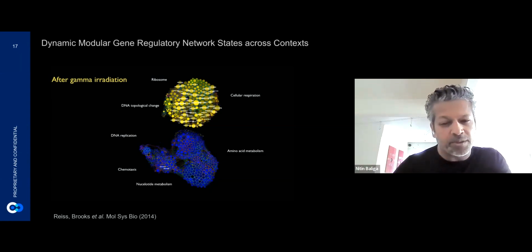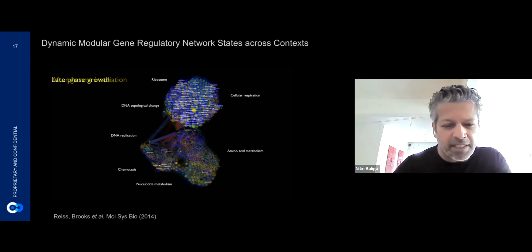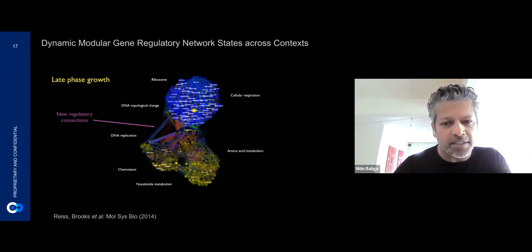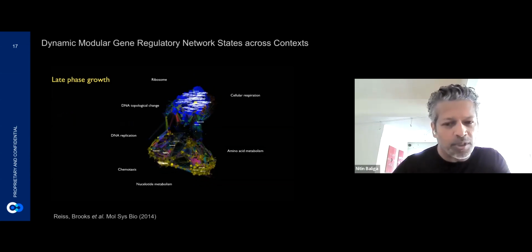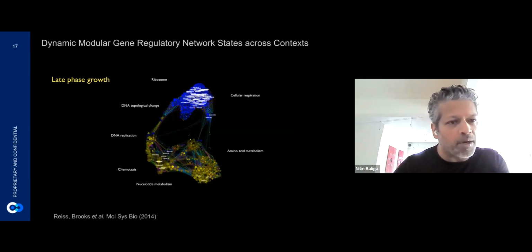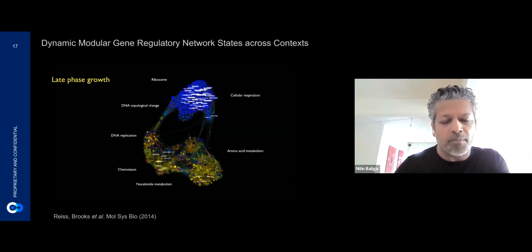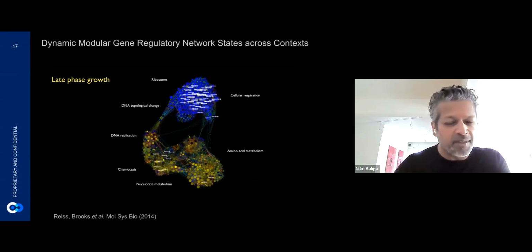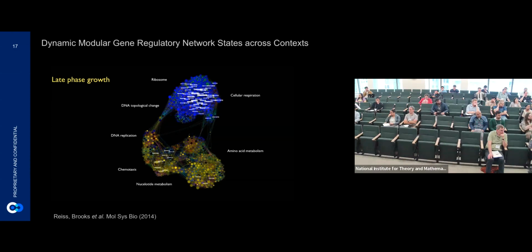But now you subject this to a different condition altogether, a late stage of growth. And what you observe is the regulatory connections operating in that condition are very different from what was operating in the gamma irradiation condition. And the whole network topology shifts, and you have corems that have broken apart and come together to form new structures. And was there a question there?